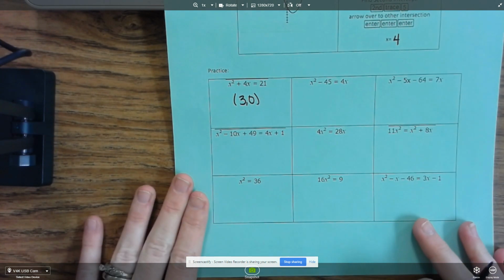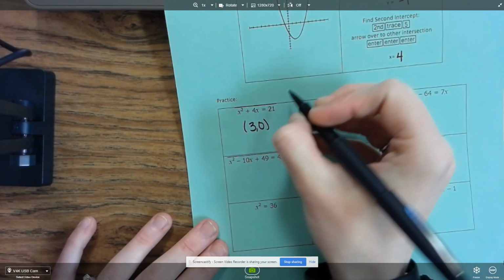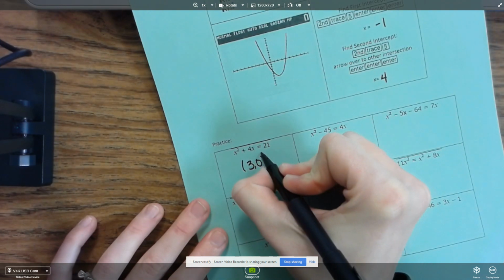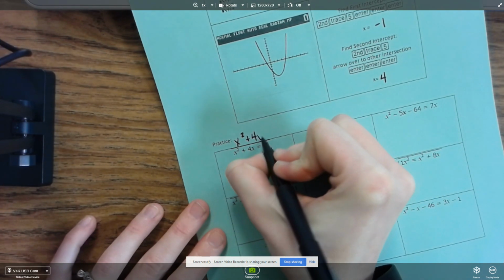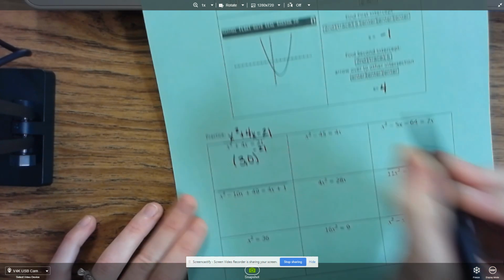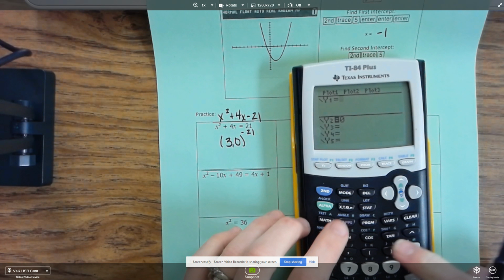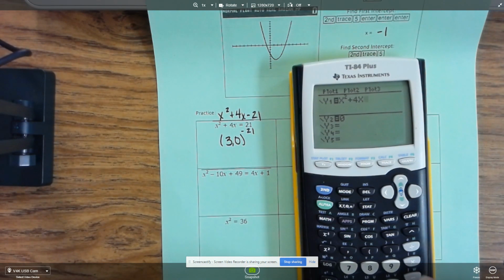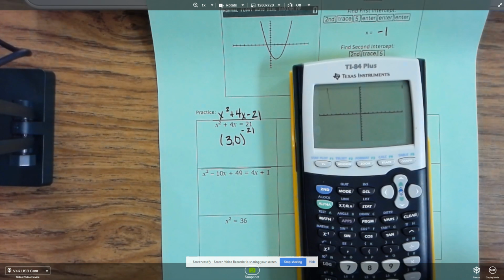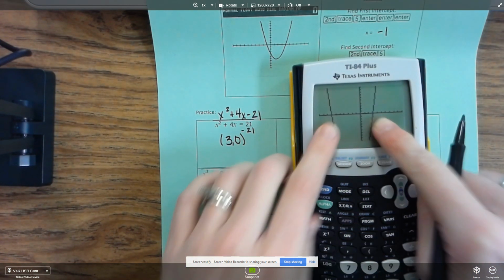And so here are some practice examples. So to do these, you're going to have to set these equal to 0. So on this one, you're going to have to subtract 21 from both sides. So you would get x squared plus 4x minus 21. So you need everything on one side. And so then when we graph it, we can see both intercepts where it crosses.